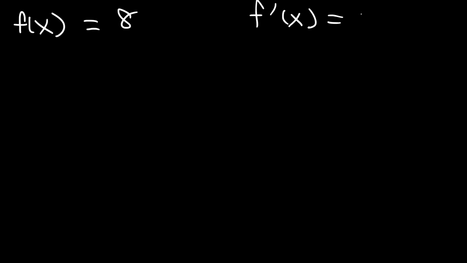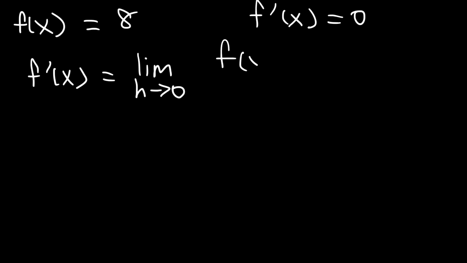So let's say if we have a function and it's equal to 8. Let's show that f prime of x is equal to 0. And let's use the definition of the derivative to show this. So we know that f prime of x is equal to the limit as h approaches 0 for f of x plus h minus f of x divided by h.